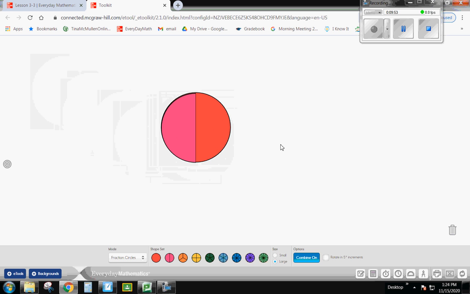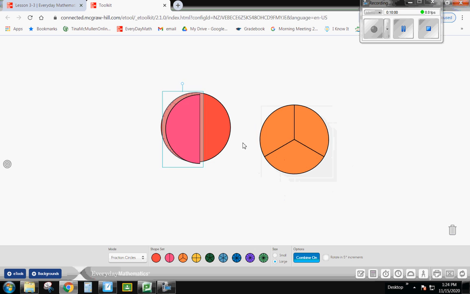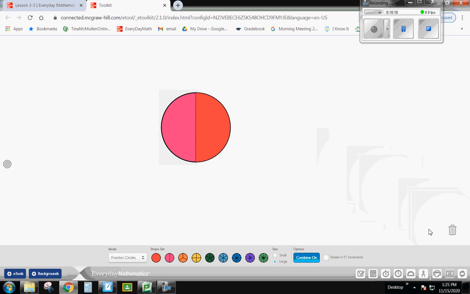All right, so now I'm going to look down here and see, can I put any orange pieces on here that's going to cover half? And you can see, I'll bring the pink piece over here. You can see that that is not going to work, so I'm not going to use any of my orange pieces. Let's bring up some yellow pieces.